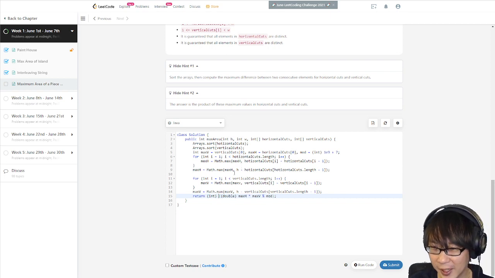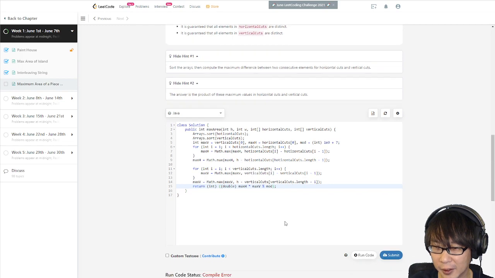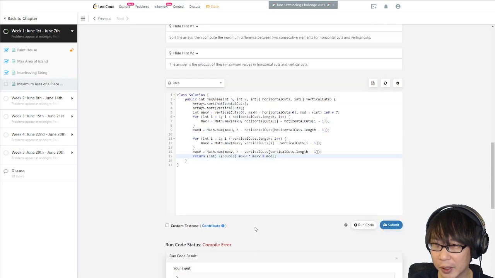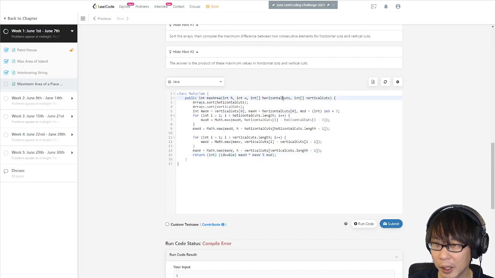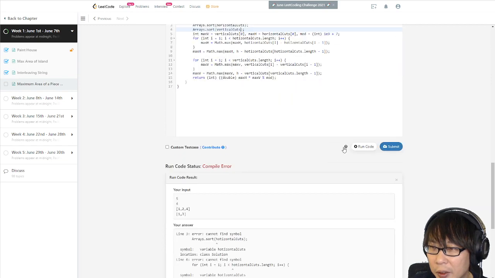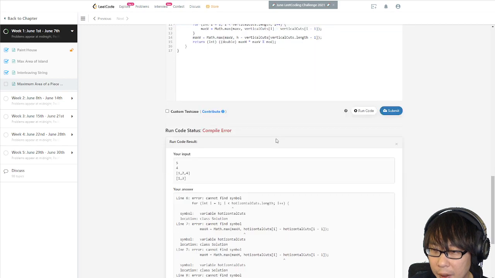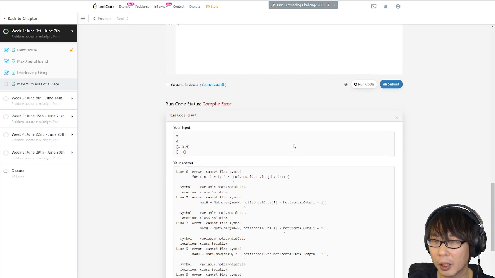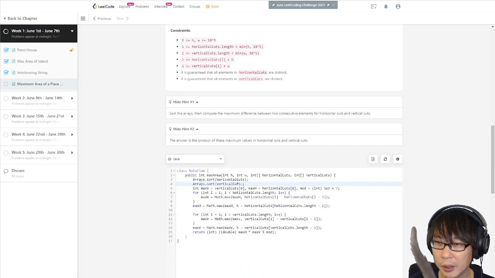Doesn't look good. So is that correct? Compile error. Cannot find symbol. I have a typo. Horizontal. Okay, anyway. My bad. Vertical. Still have typos. Cannot find symbol.